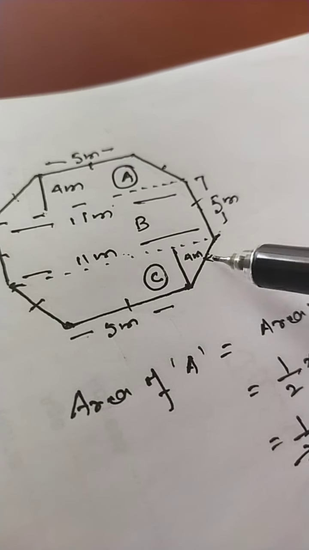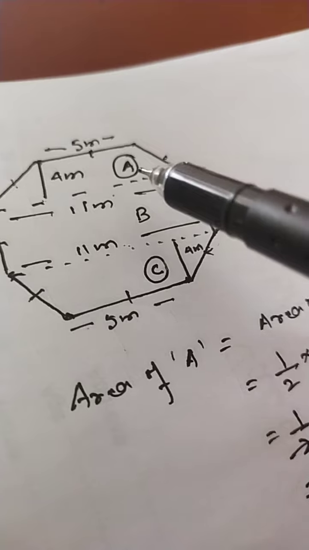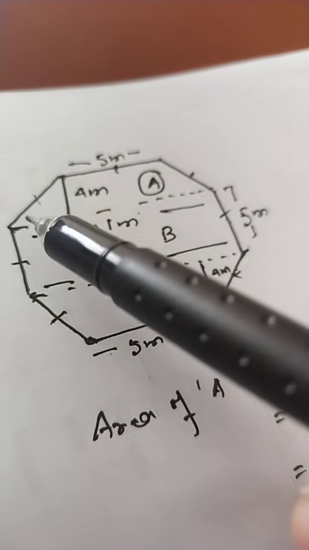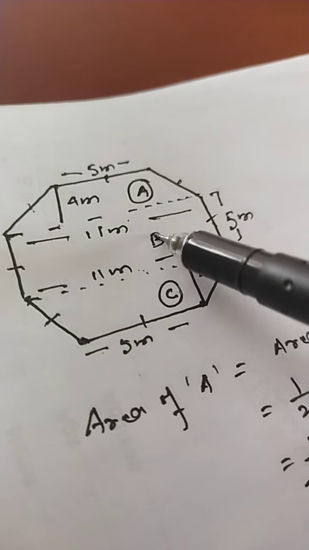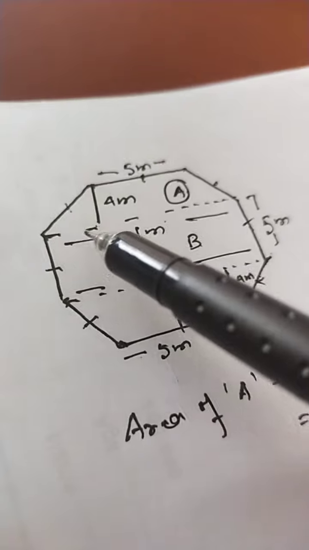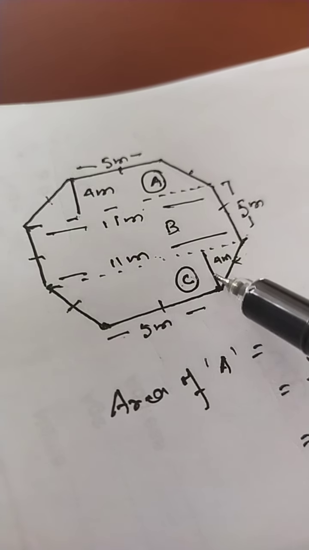That is, if this is 5, then all the sides will measure 5 meters. Okay, now we have to get the area of this entire figure. What I have done is divide this entire figure into 3 groups, that is A, B and C. Just by drawing, this line is already given in the question, I have drawn another line. Okay, and I have drawn this height also.